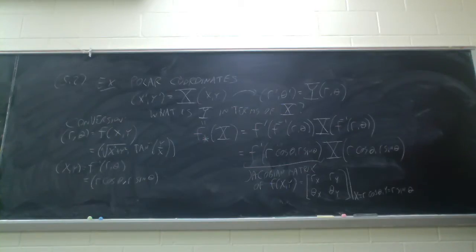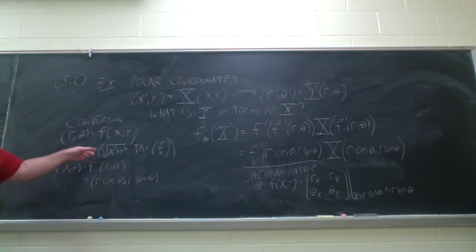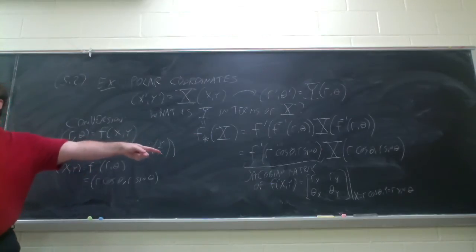So here's what we could do. The straightforward way, conceptually, of doing this is: here's our r, here's our theta. We just take partial derivatives of these with respect to x and y and fill those in, and then we're done.